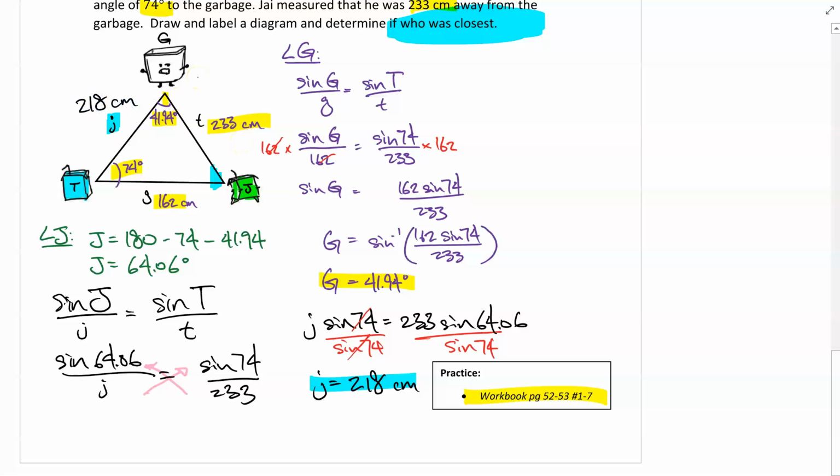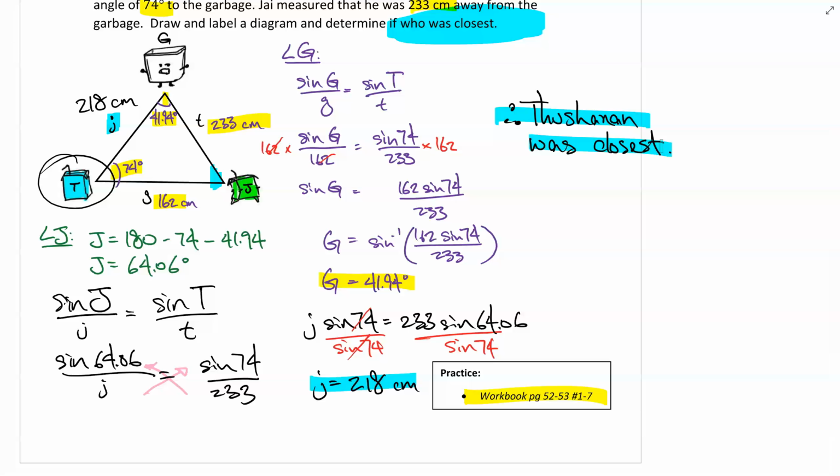So I'm going to go with Shannon's juice box. Okay, so therefore, Shannon was closest to the garbage. And light blue. All right, this is how you use the sine law to solve a non-right triangle. We just covered a side, an angle example, and then also this example where we have an application question.